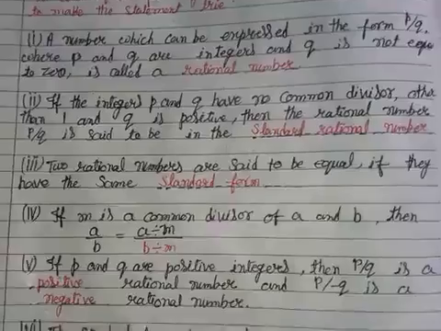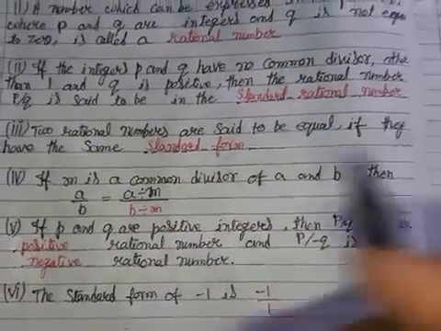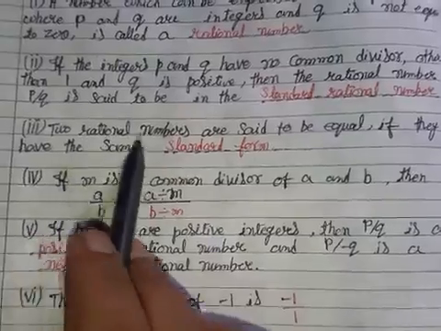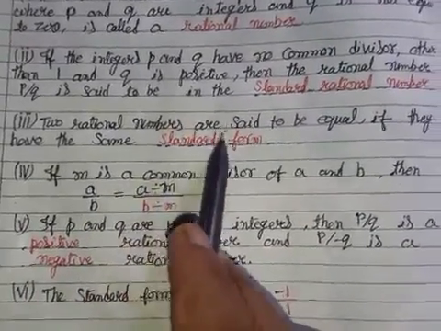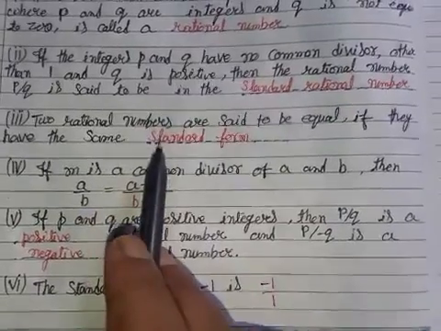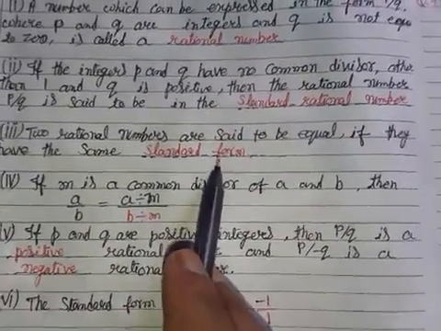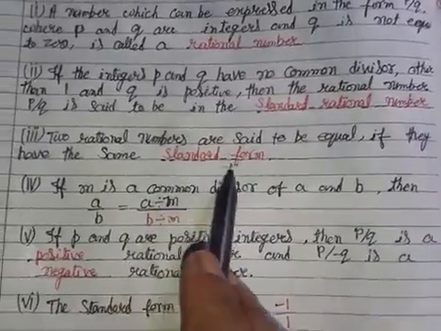Okay. Now the third question: two rational numbers are said to be equal if they have the same standard form, meaning the simplest form. If both the rational numbers are the same, they are said to be in standard form.